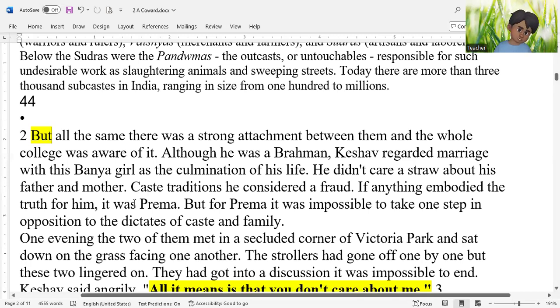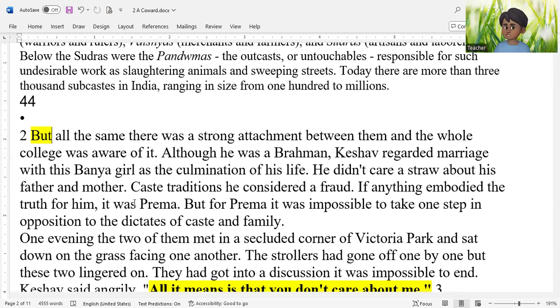As you can see, it says that Keshav did not care at all about his father and mother. So we can easily guess that this story was written 90 years before. In those days in India, the caste hierarchy was very strong in society. So we can guess that Keshav's father and mother must have been opposed to this intercaste love affair. But Keshav did not care about their opposition. So in your note copy, note down the second type of conflict: conflict between Keshav and his parents.